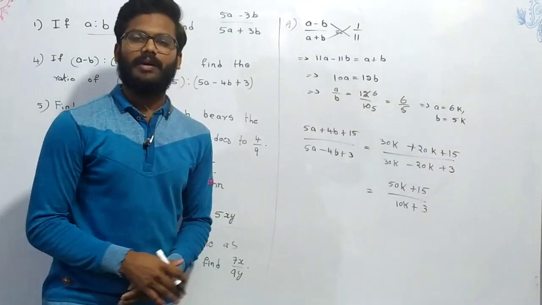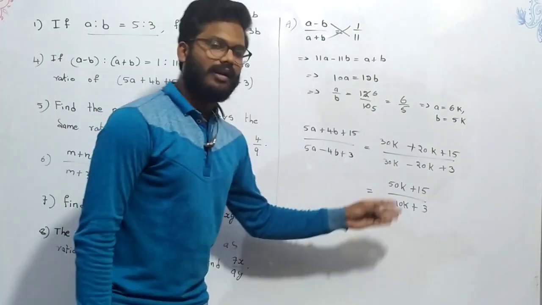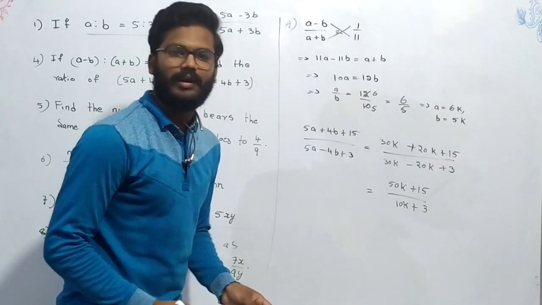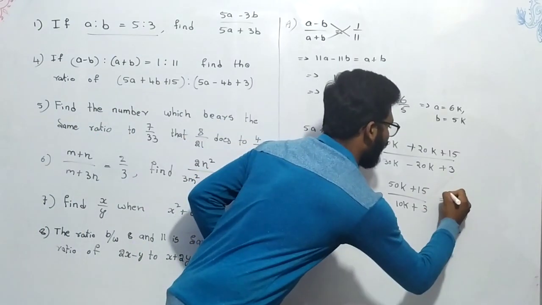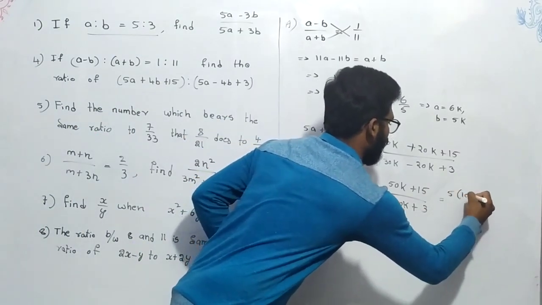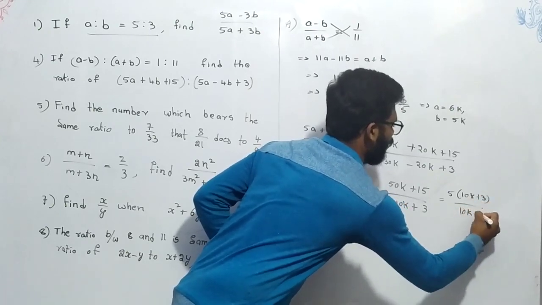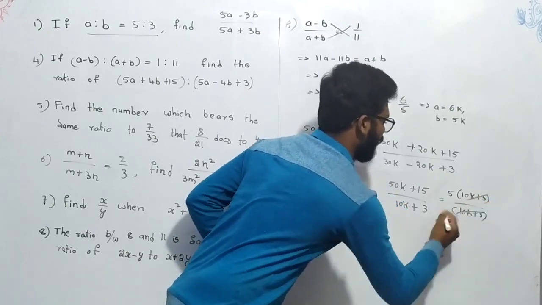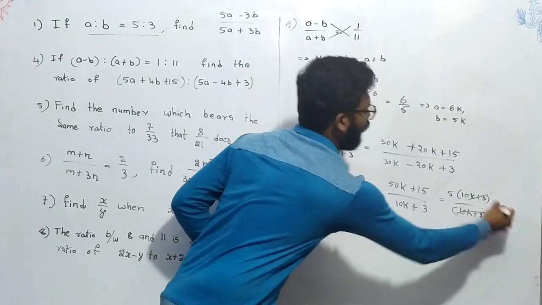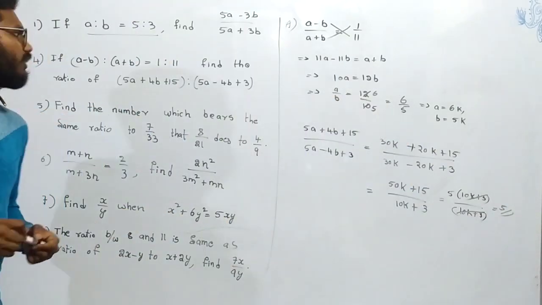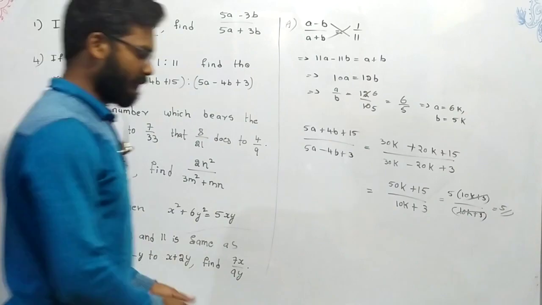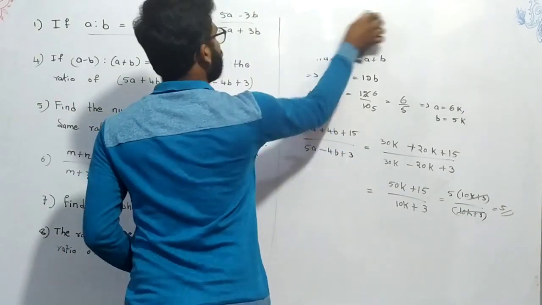Now I cannot simplify further, right? So let us see, is there anything common in the numerator? You can take 5 common, right? So 5 into 10k plus 3 by 10k plus 3. The numerator has 10k plus 3 and the denominator has 10k plus 3, so they cancel. The remaining is 5. So 5 is the solution for this question. Next.